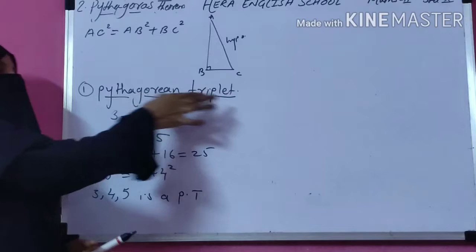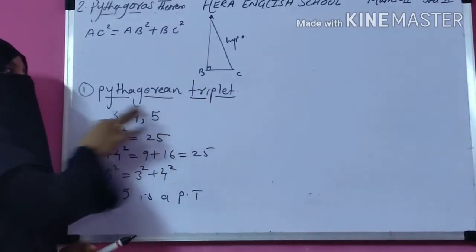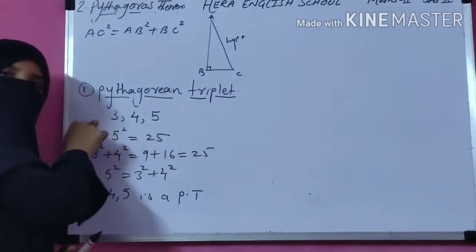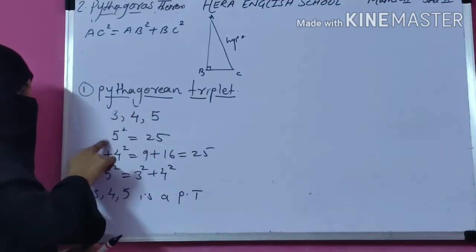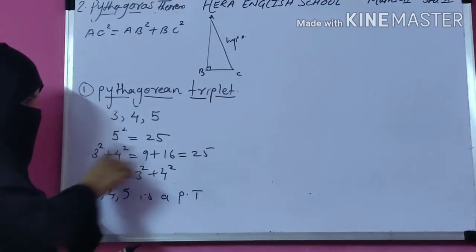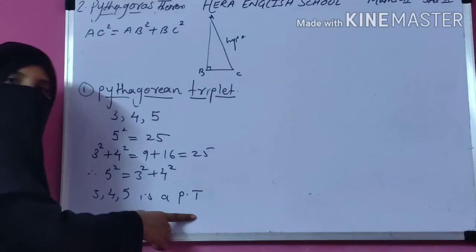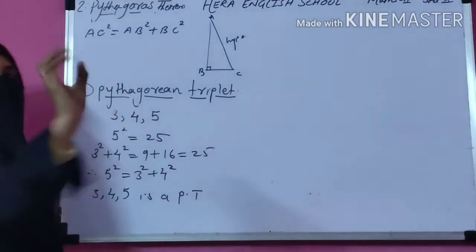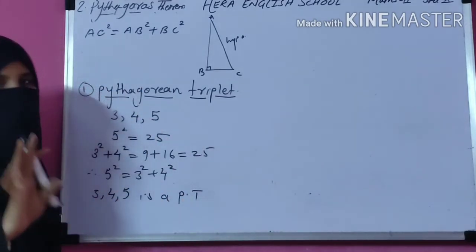Pythagorean triplet is nothing but 3 numbers. Triplet means 3, a group of 3 numbers in which the square of the greater number is equal to the sum of the squares of the remaining 2 numbers. Then the group of those 3 numbers is called a Pythagorean triplet.